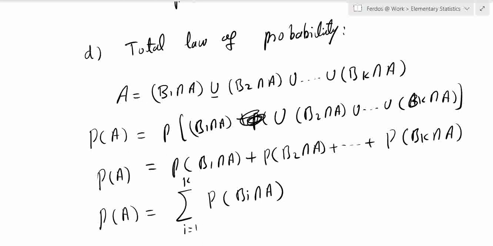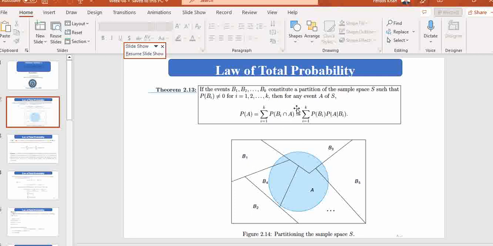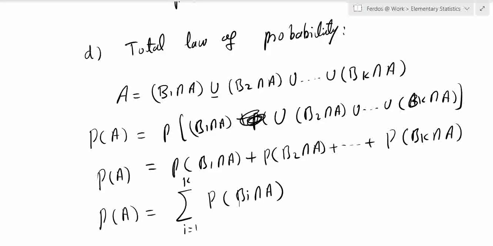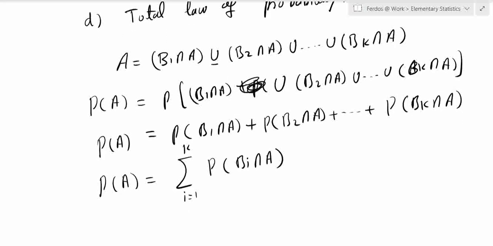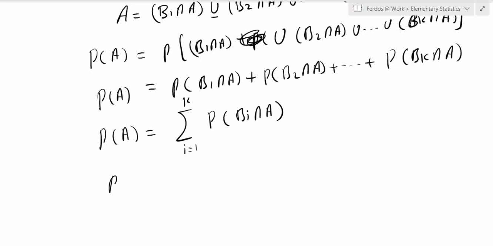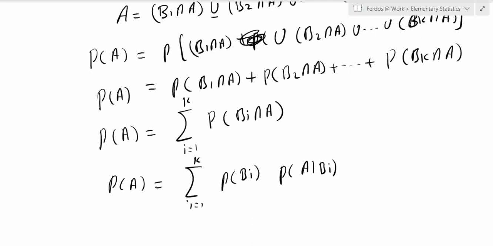So Bi, not B1. This is now equivalent to this rule, so you have already proved the theorem. You can now expand this as probability of Bi and probability of A given Bi. In the next step, probability of A is equal to the sum over i from 1 to K of probability of Bi and probability of A given Bi. Okay, this is the total law of probability.